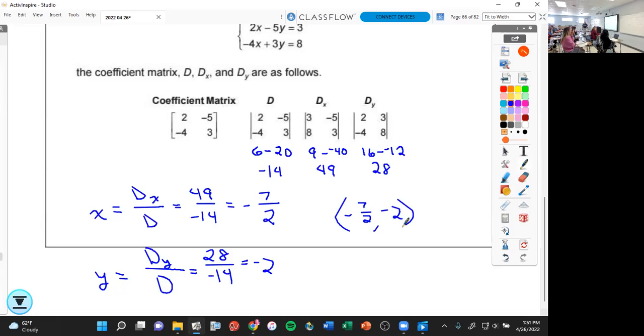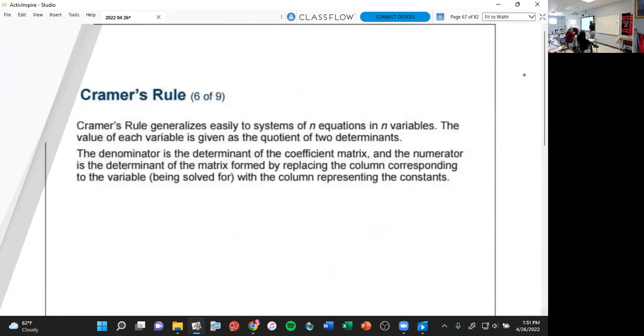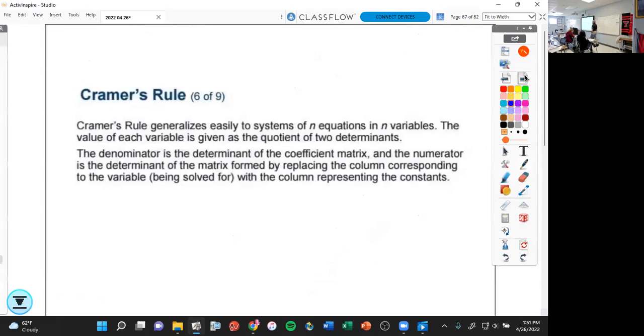Why do they not do this? It's a lot longer than substitution. Yeah, I feel like there's a whole lot less writing. But what if it was 3 equations and 3 unknowns? Okay, that's different, but this one is only 2 equations. There's no such thing as that. Yes, there is.